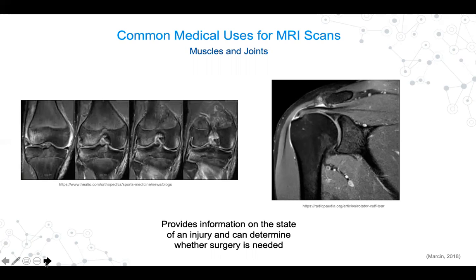MRIs of the joints and muscles can provide information on dislocation, rotator cuff tears, bone fractures, and other sports-related injuries, including ligament tears in the knee. They can also detect joint diseases, including arthritis.